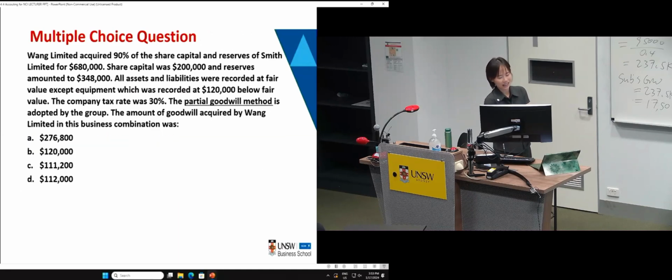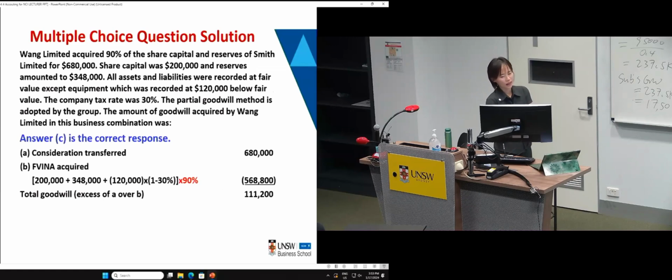Okay, now let's look at the calculation. Now C is correct. Now, I believe you chose D, you probably forgot to multiply something. It's either the 70% or you forgot to multiply 90%. I'm not sure about your calculation, you double check, okay? So you are going to compare consideration, which is given in the question, with Athena acquired. Now what is Athena? Athena is equal to the book value of the subsidiary's net assets. We can reference its equity balance on the acquisition date. Now include share capital, 200,000, plus reserve balance, 348,000.